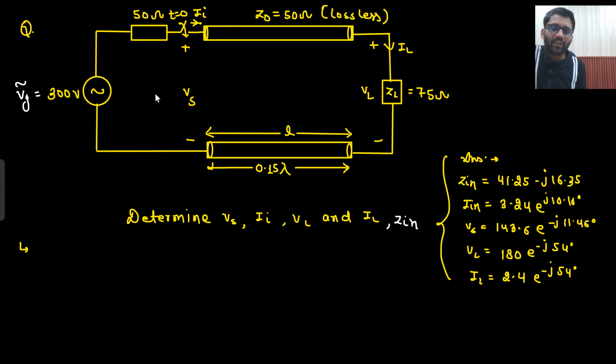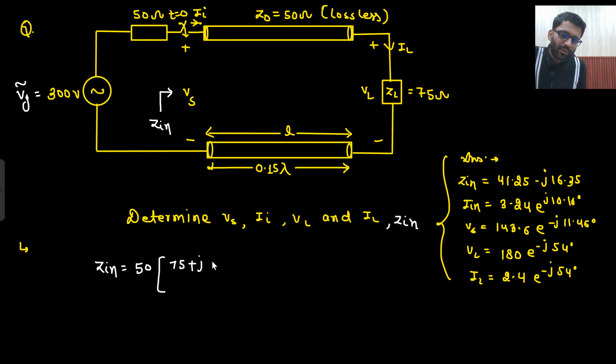Okay. So first we need to find Zin only, because our transmission line will be replaced with Zin. So first let's find Zin. Do you remember the formula? Since this is a lossless transmission line, I will directly apply the formula: Z naught into ZL plus j Z naught tan beta L.